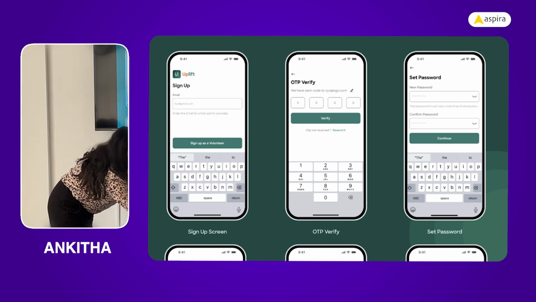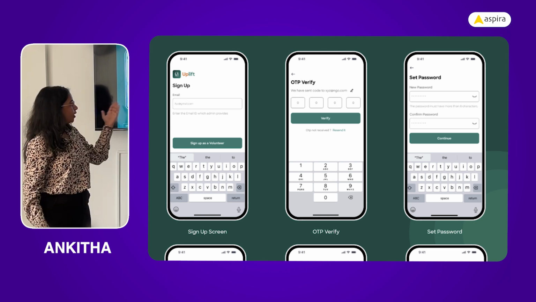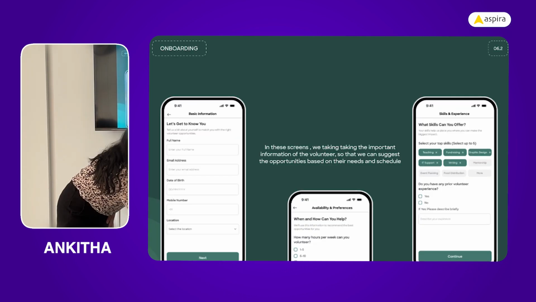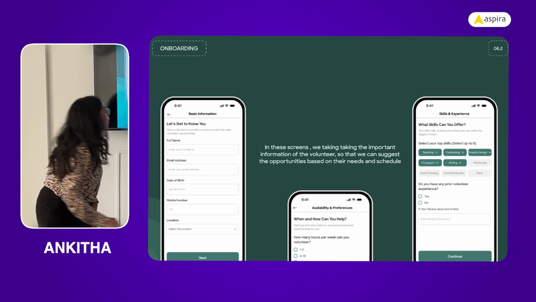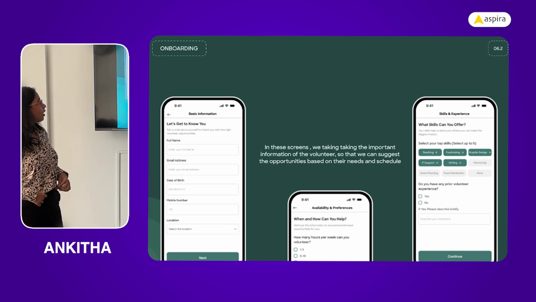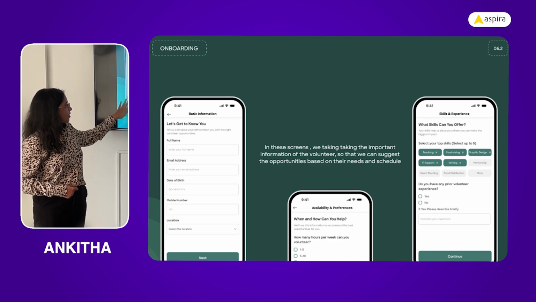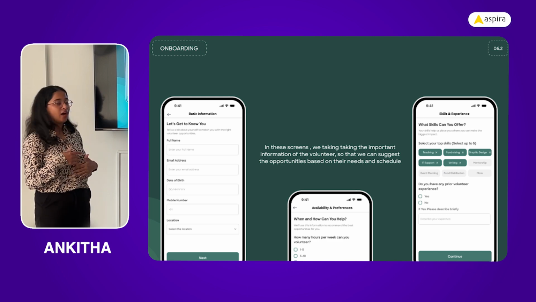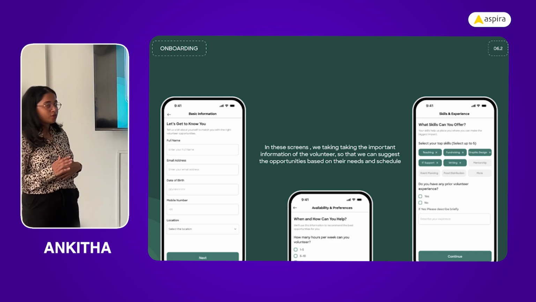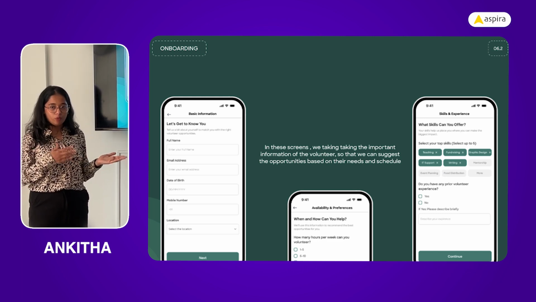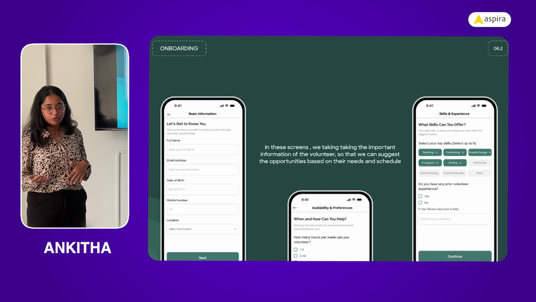And if it is an existing user, they can just sign in with their email ID and password. When onboarding new users, in these screens we are taking the important information of the volunteers so that we can suggest opportunities based on their needs. Here we ask the volunteers basic questions, and then how many hours per week they can contribute, because volunteers can be working a full-time job or they can be students.